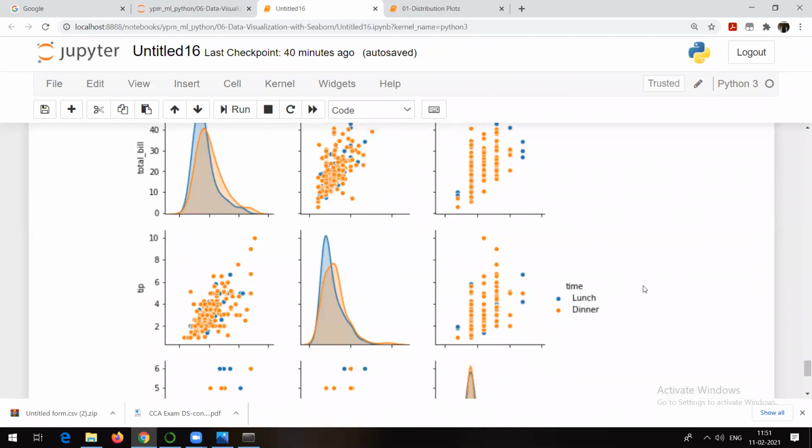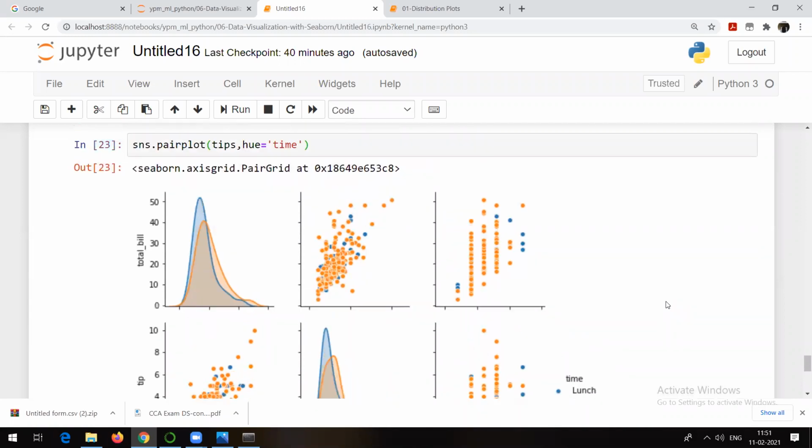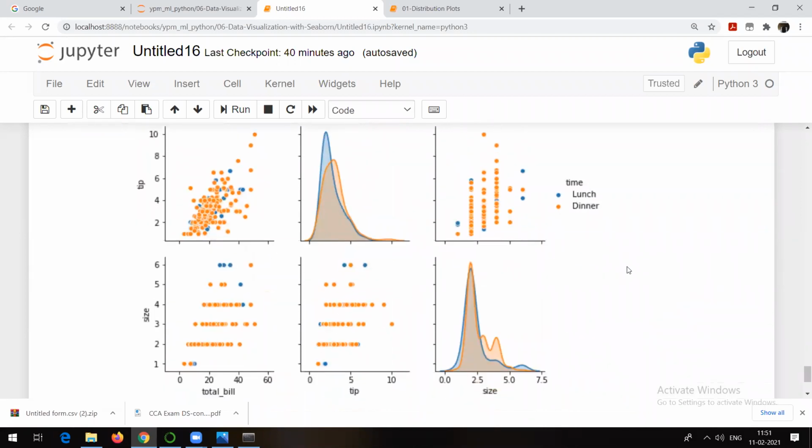Now we are able to see the visualization in more detail. We can understand things in more detail with the help of this kind of data. For example, suppose you want to know the relationship between tip and total bill here, you can see dinner time is shown with orange color and lunch time is shown with blue color.